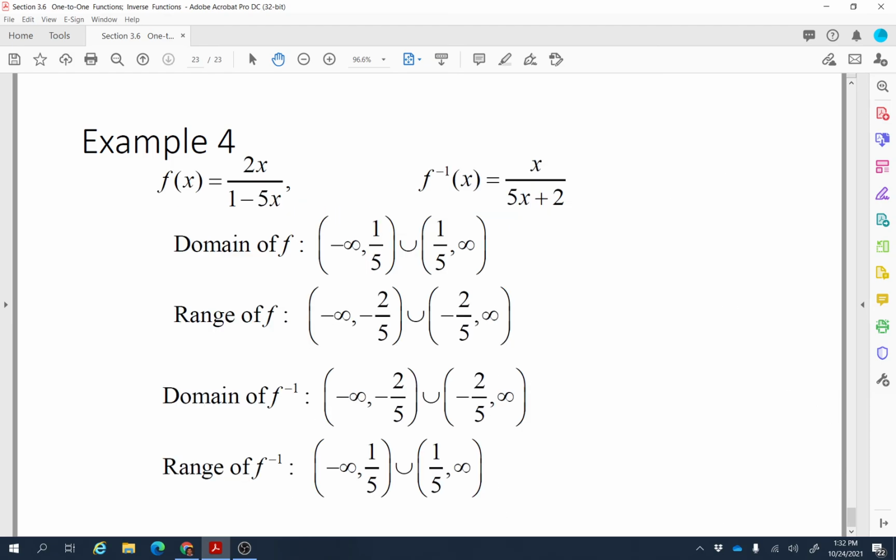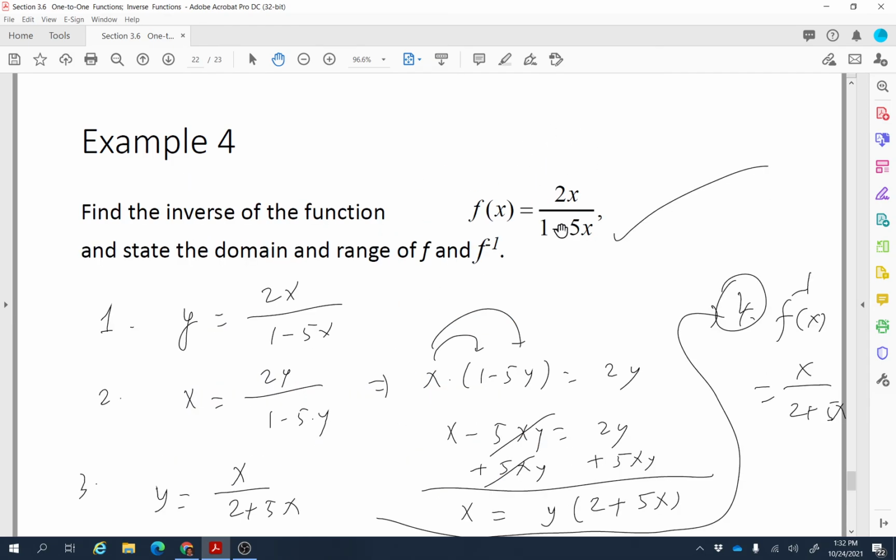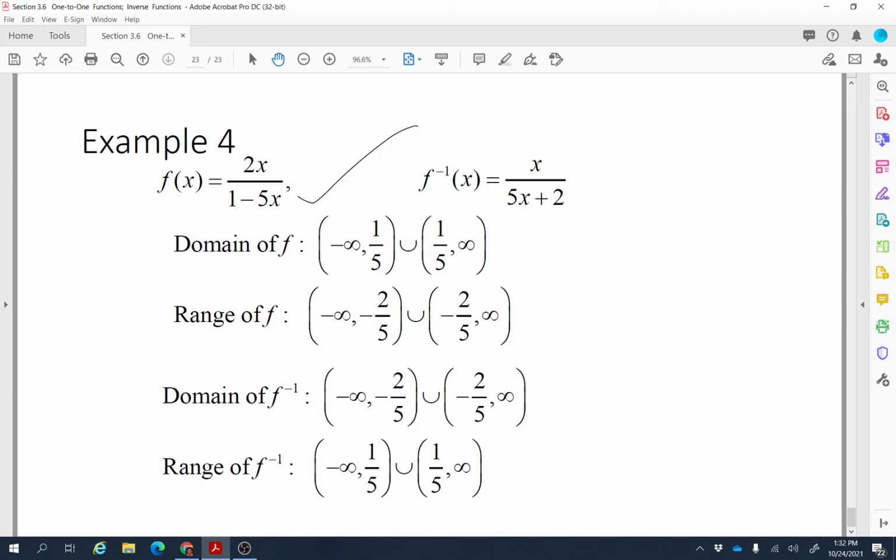Okay, so by looking at this function f of x and f inverse of x, you can find the domain and range for this function. The domain of this function is all real numbers except where 1 minus 5x equals 0, which means x is not equal to 1 over 5. So the domain of f is all real numbers except 1 over 5. That is how you write it, all real numbers except 1 over 5.